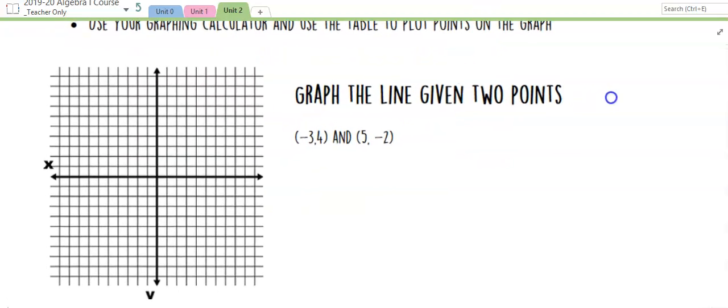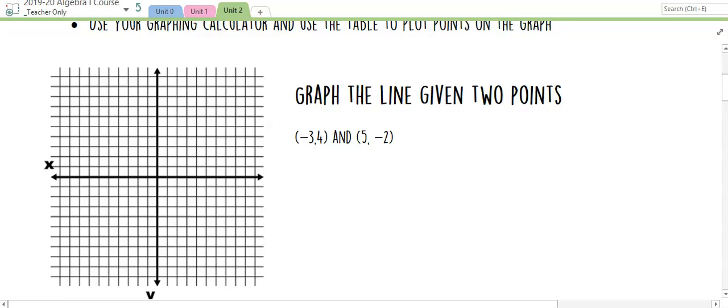We're going to graph a line given 2 points. Now, this is a really nice scenario when they give you 2 points. All you need to do is plot the points and connect the dots. -3 says 3 to the left. +4 says go up 4. The other point is 5, -2. It says go to the right 5, down 2. Plot the point. And then using a straight edge, we're just going to connect these 2 points.